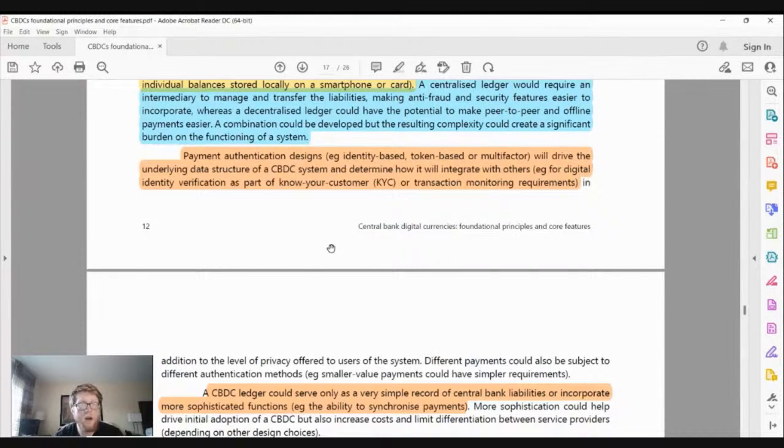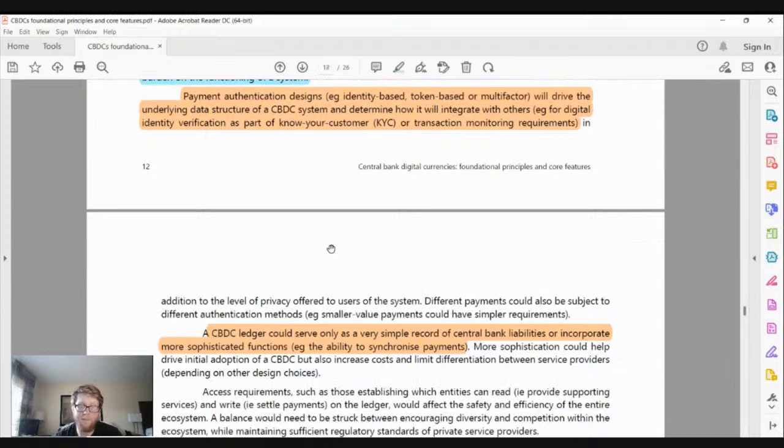So, anyways, okay. Payment authentication designs would be, for example, identity-based or token-based or multi-factor. This will drive the underlying data structure of a CBDC system and determine how it will integrate with others. For example, for digital identity verification as part of Know Your Customer or transaction monitoring requirements.